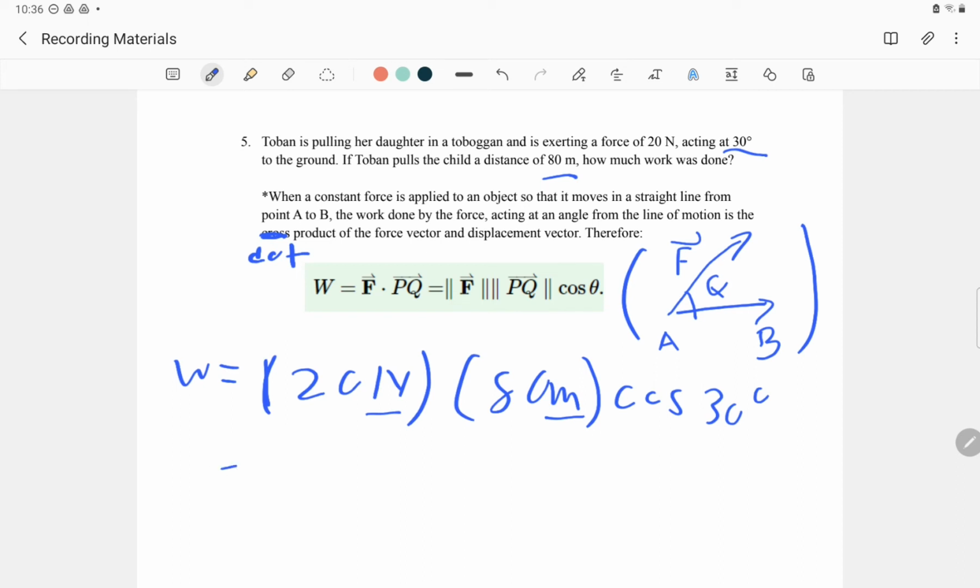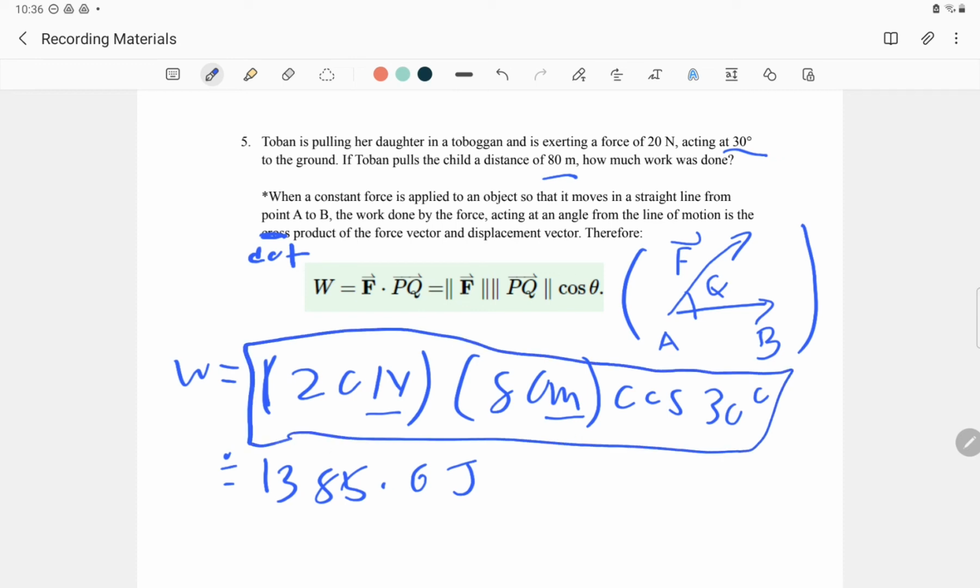And the final answer that we'll be getting is about 1385.6 joules. And this equation is essentially equal to the equation that we often use in physics class to find work, which is the force vector times the vector of displacement.